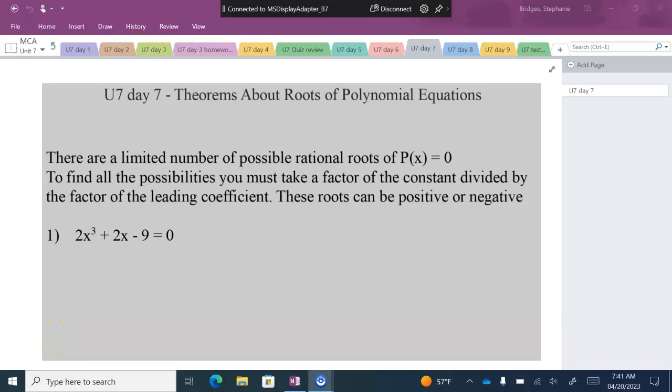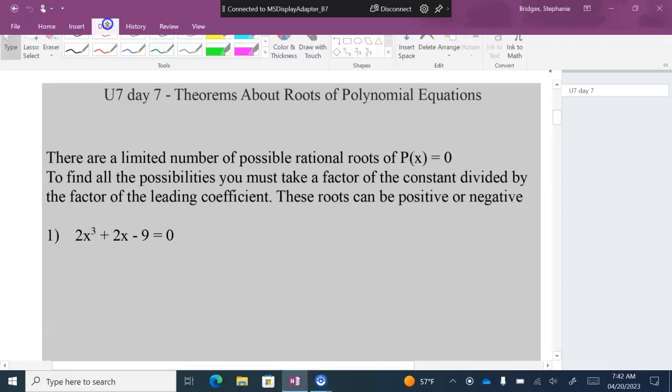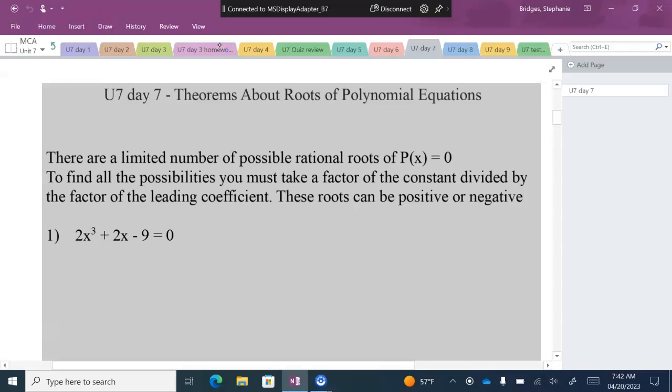Okay, so this whole paragraph, and you don't have to write the whole thing, is talking about there being a limited number of possible rational roots or rational solutions to this polynomial when it's set equal to 0. And the way that we find all of the possible rational solutions is we take the factors of the constant term, and then we divide that by the factors of the leading coefficient.